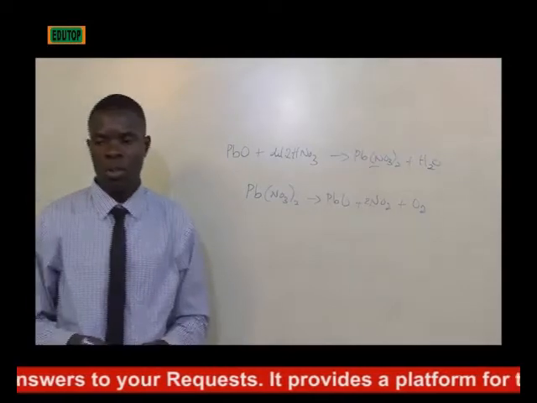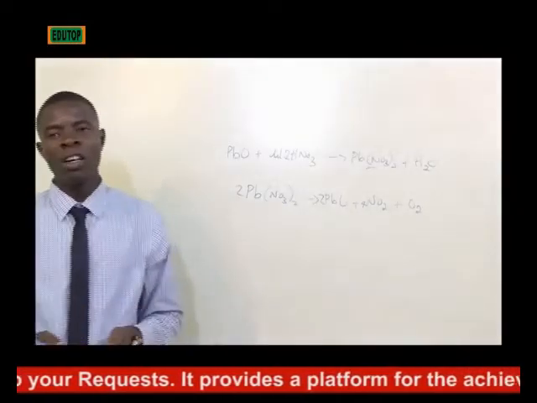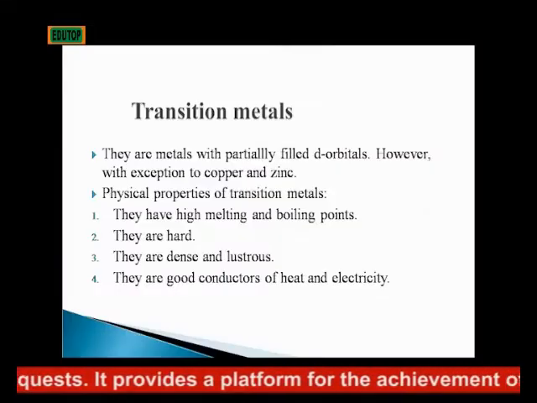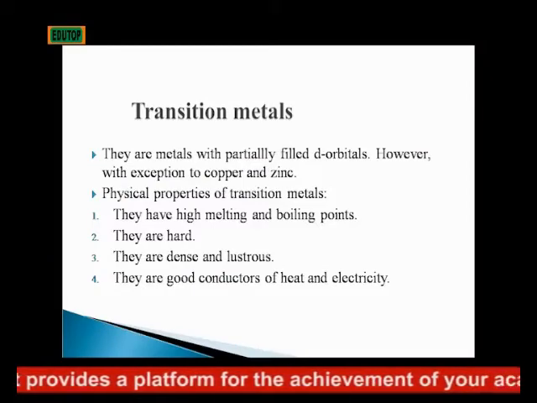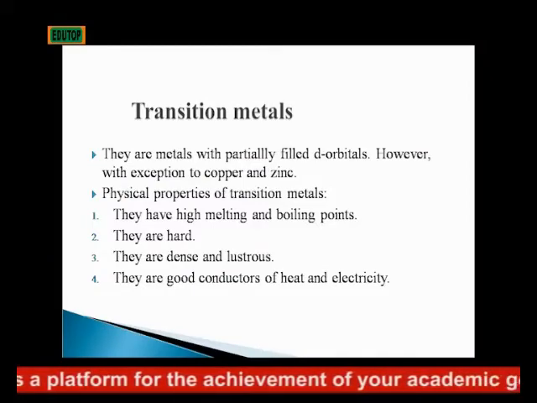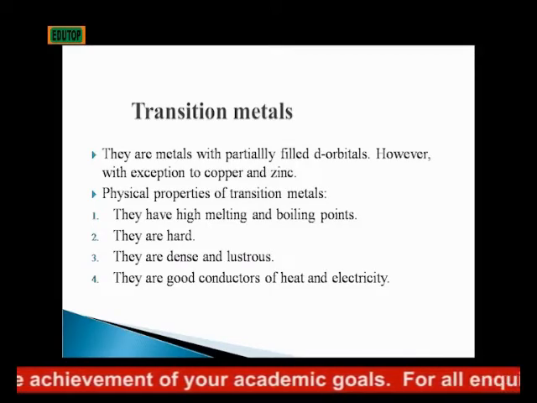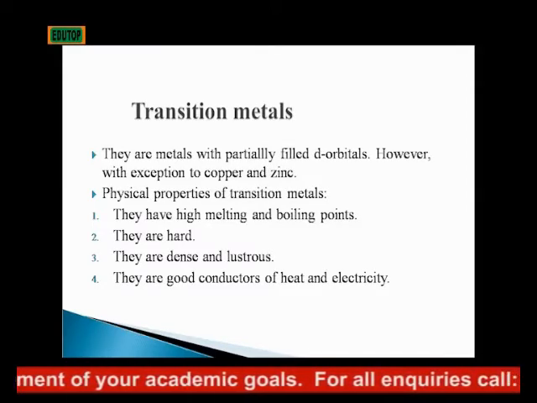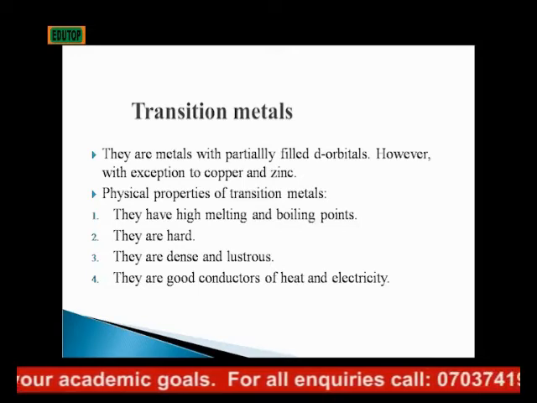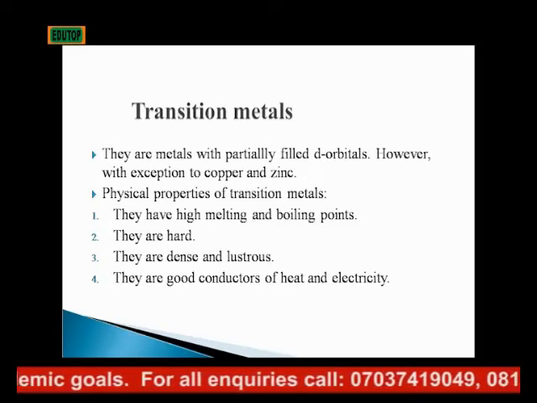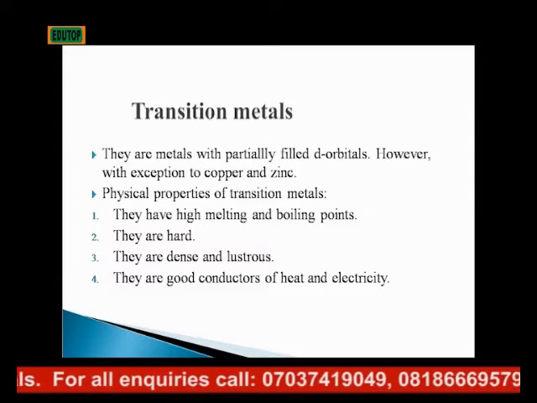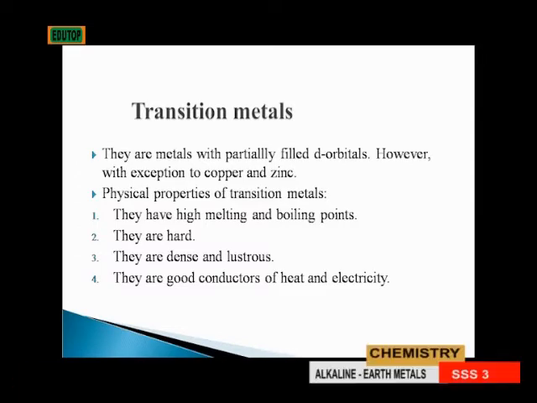Transition metals. What are transition metals? They are metals with partially filled d orbitals. However, with exception to copper and zinc, which have their d orbitals fully filled. Therefore, they are called pseudo transition metals.